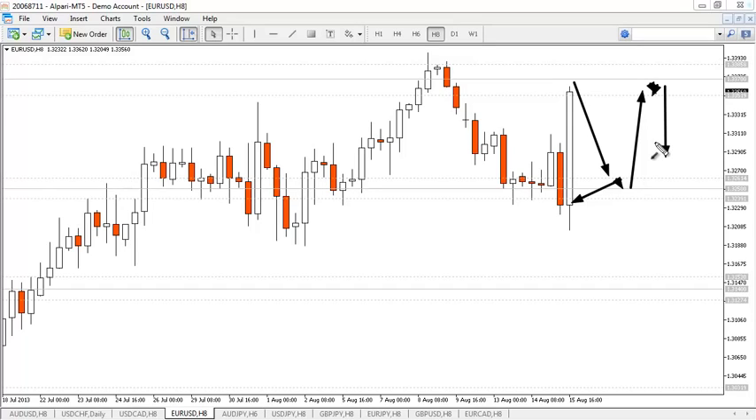So I very rarely take a trade on a Monday. If I do take a trade on a Monday, it's usually on the daily chart, but it is quite rare. Most of my trades are Wednesdays and Thursdays.